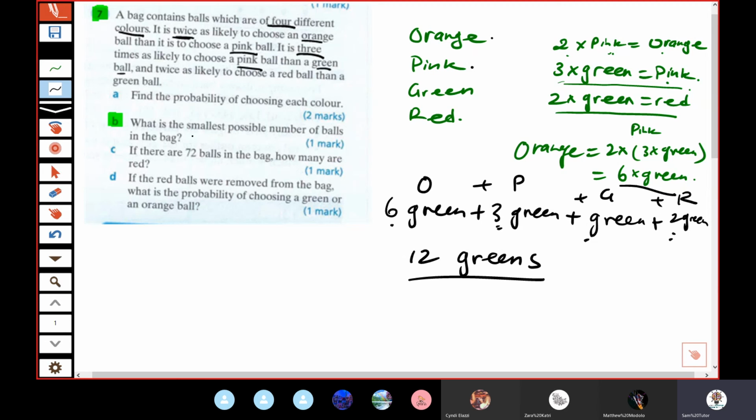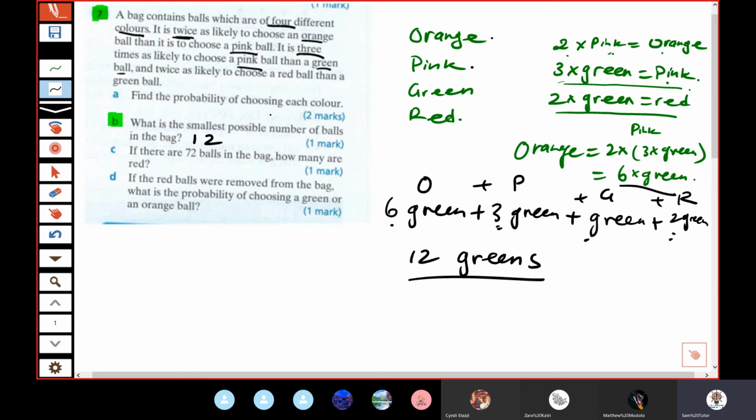What is the smallest number of balls in the bag? 12. Now I think this is going to get, I'm going to leave it, as long as that's all I wanted to do. The smallest number is 12.